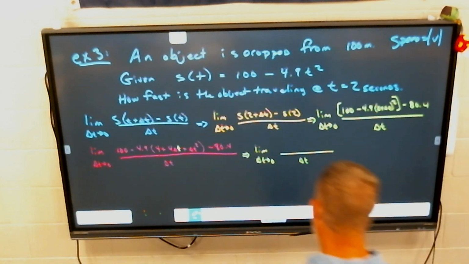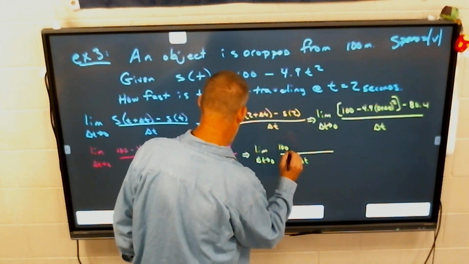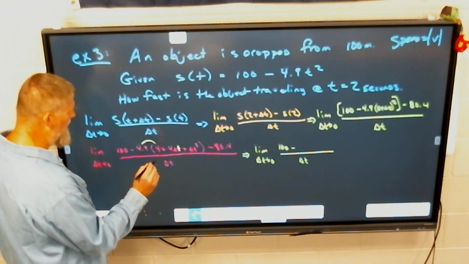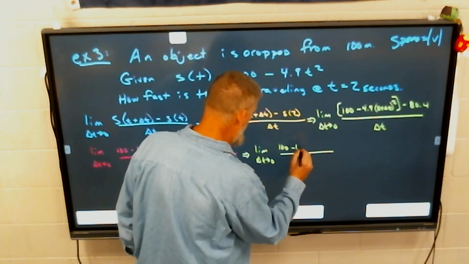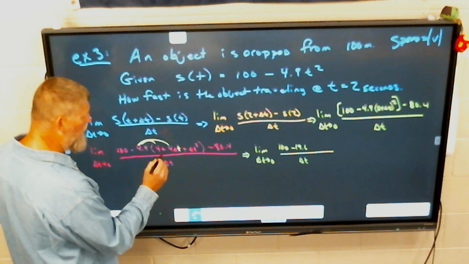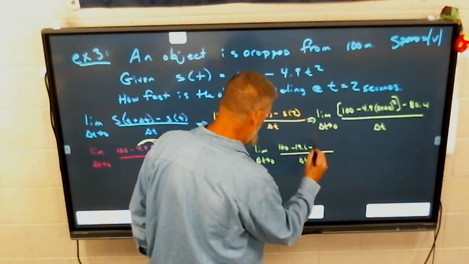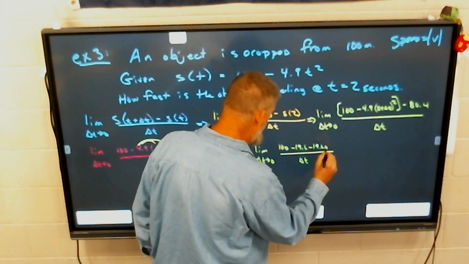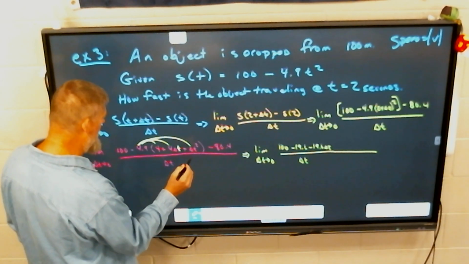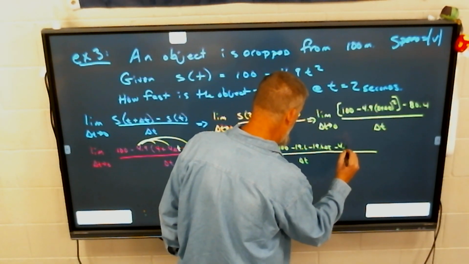Okay, so let's go ahead and do this. We have 100. And I'm going to distribute out, so what is 4.9 times 4? Negative 19.6. And then what is negative 4.9 times 4 delta t? Negative 19.6 delta t. Okay, so then what is negative 4.9 times delta t squared? Negative 4.9 delta t squared.